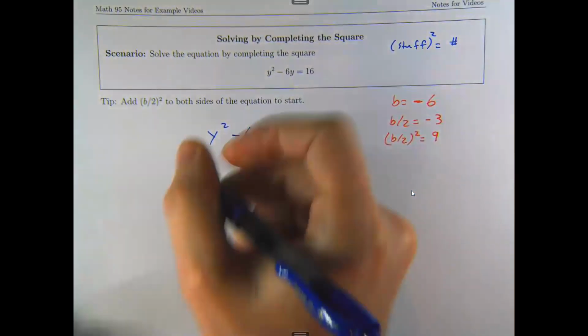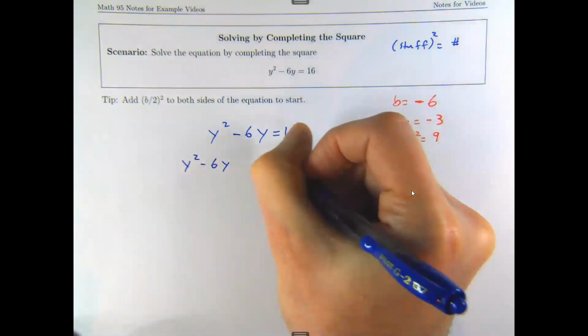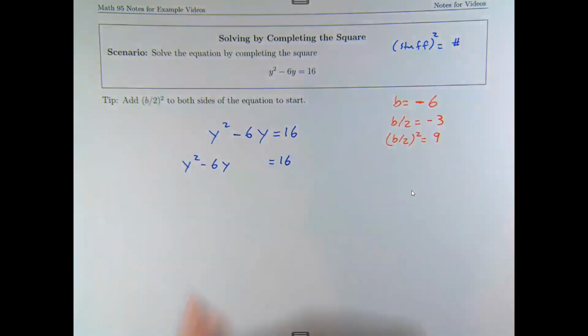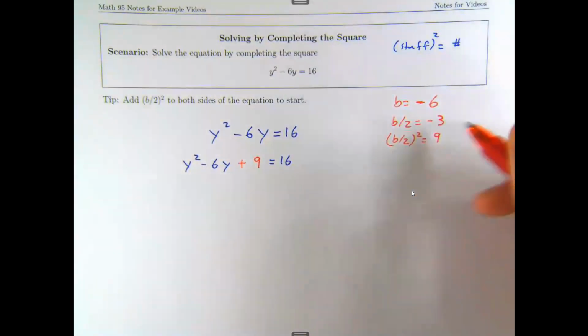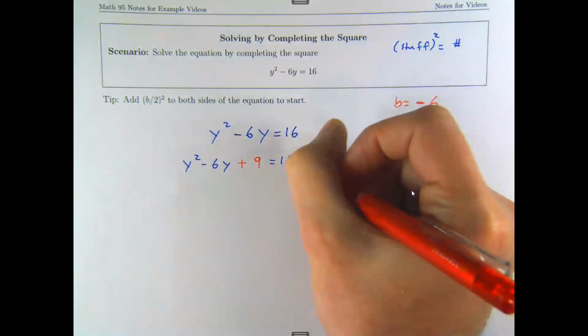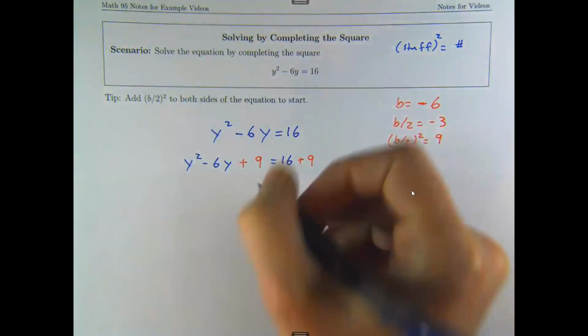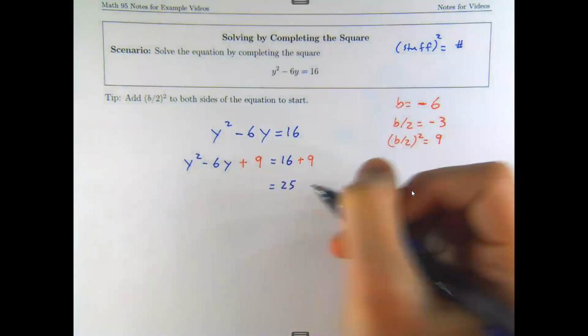So what I'm going to do for this equation, and I got to keep things balanced. Whatever I do to one side, I got to do to the other side. So if I decide to add 9 here, b over 2 squared, I have to add 9 here as well to keep it balanced. On this right side, 16 plus 9 gives me 25.